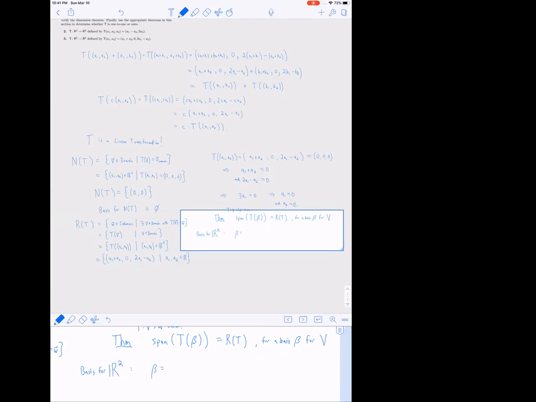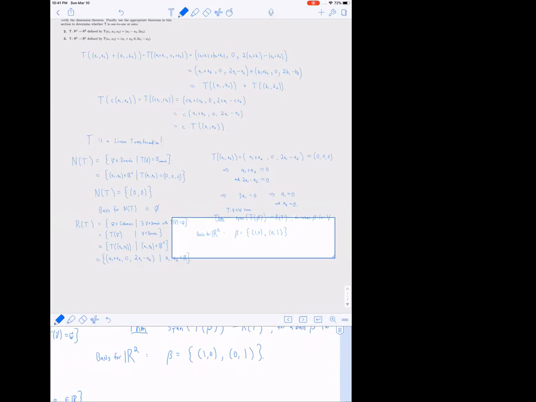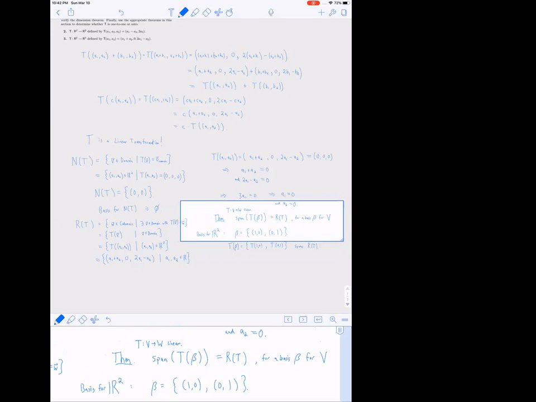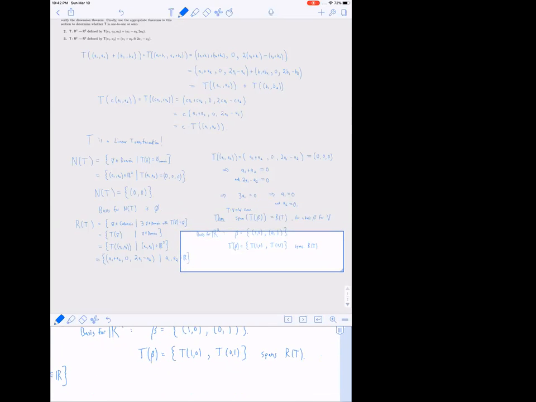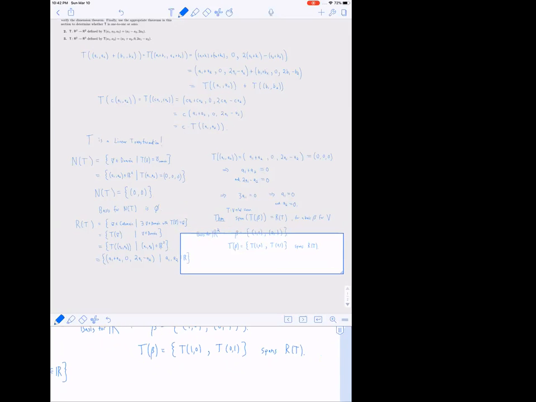Oh, I guess we could just use the standard basis: (1, 0) and (0, 1). So what this theorem tells us then is that T of beta, that's T of (1, 0) and T of (0, 1), spans the range of T. Not that it's a basis. The theorem does not say that you get a basis for the range of T. It just says that the span of those vectors is equal to the range of T. All right, but that's a start because a basis has to span and be linearly independent. So at least we get something that spans.